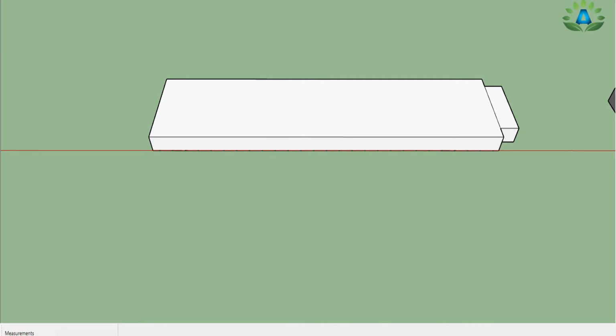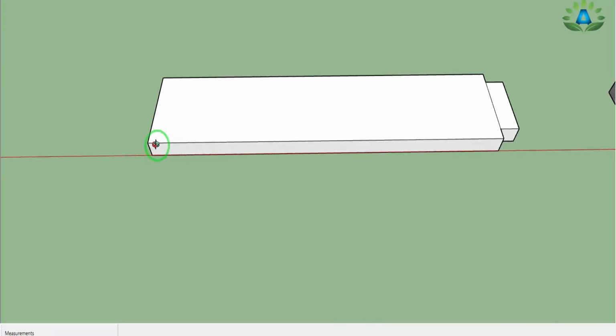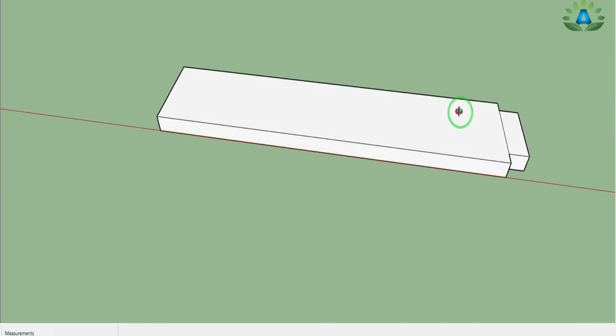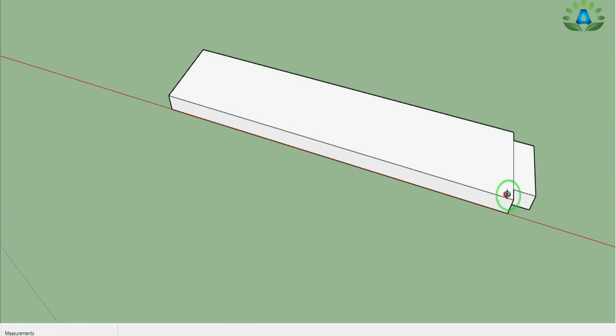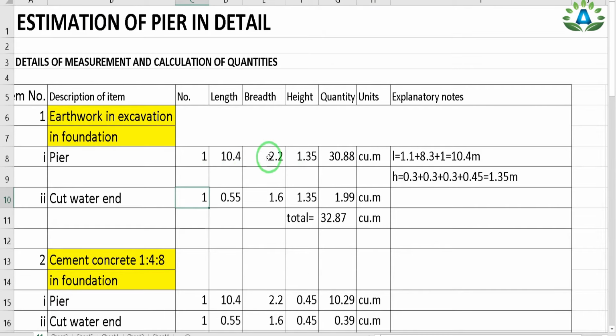Now our next step is to calculate the cement concrete in the foundation. It means that the cement concrete portion is only this portion. So the length and the breadth will be the same, only the height will be different. The height of this pier is equal to this small dotted portion, which is our cement concrete portion having a height of 45 centimeter. All the numbers, length and breadth, will be the same as in the above process.